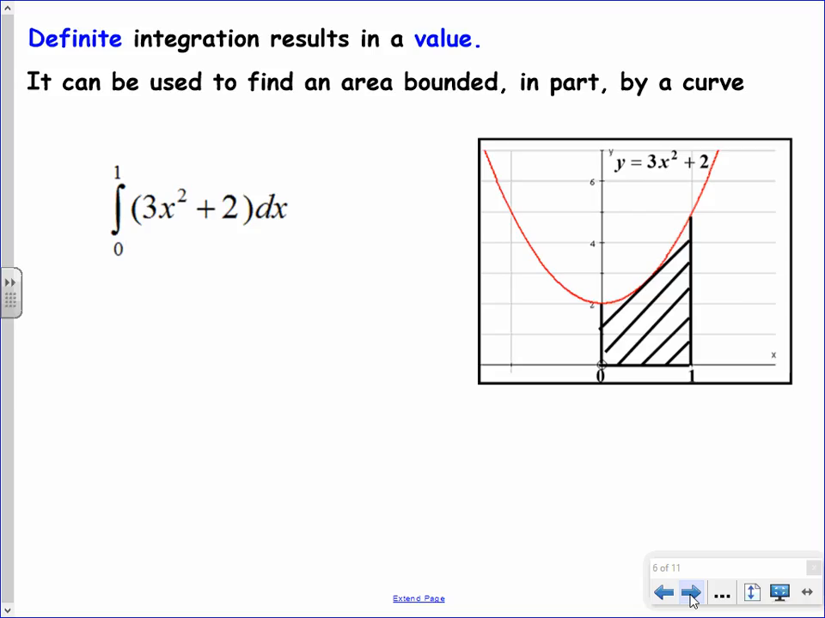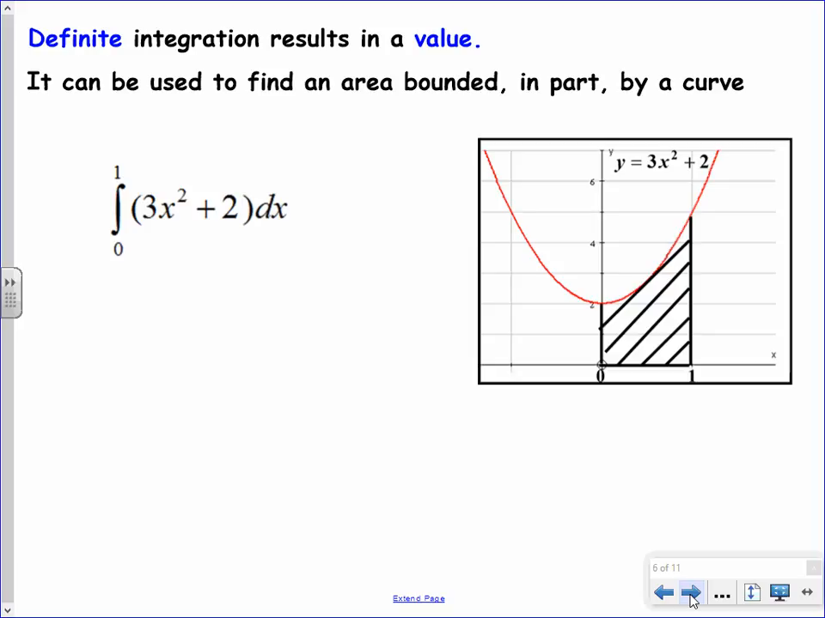Okay. So let's try it out. Go ahead and write this integral down. The integral from 0 to 1 of 3x squared plus 2 dx. You can see my picture here. We have a parabola, and we're finding the area underneath that parabola from 0 to 1. You don't have to draw the picture if you don't want to, but that's what we are summing up with our integral.